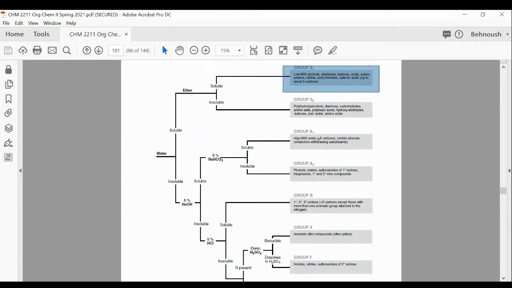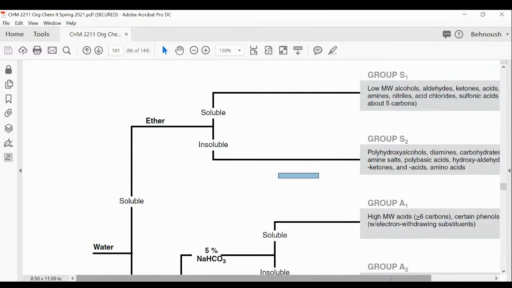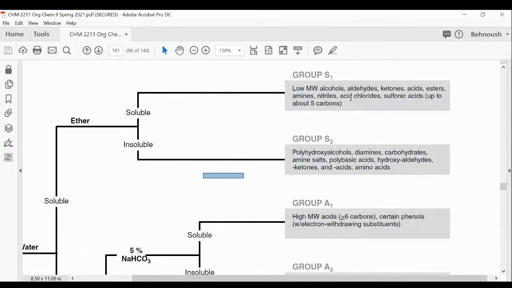Those are the low molecular weight alcohol, aldehyde, ketone, acid, ester, or amines, and they should be up to 5 carbon. If it's more than 5 carbon, it's not going to dissolve in water. And if they dissolve in water, you also can check to dissolve in ether. If it dissolves in ether, you get the group S1. And if it doesn't dissolve in ether, then you get the group S2.